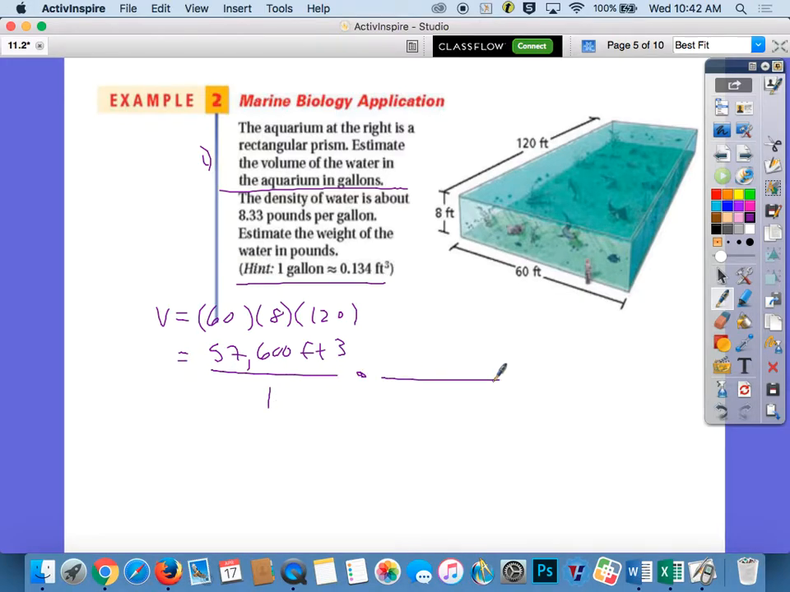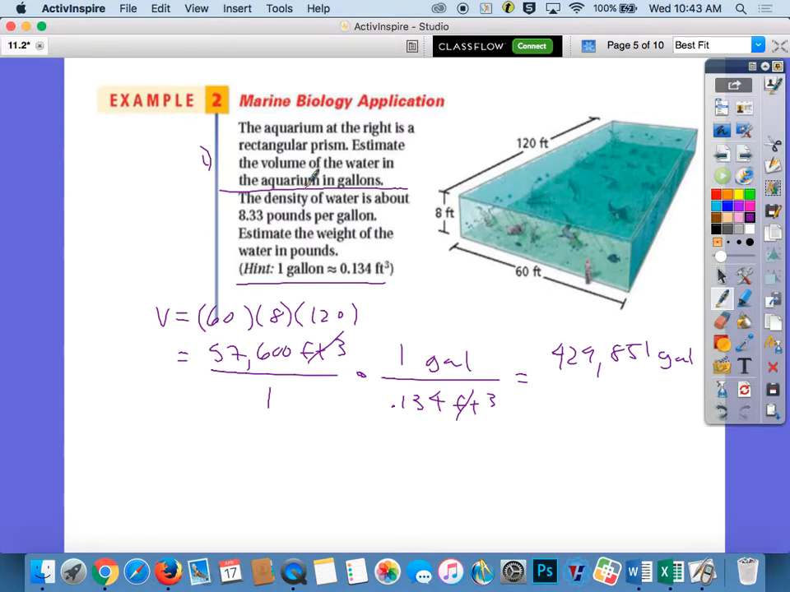Just a little conversion reminder. When you're converting, your units have to be opposite on the top and the bottom so they can cancel. I know that 1 gallon, by this information right here, is equal to 0.134 cubic feet. That's going to allow these to cancel, and just multiply straight across and divide. You're going to end up getting 429,851 gallons. So that is going to be the volume of the water in gallons.